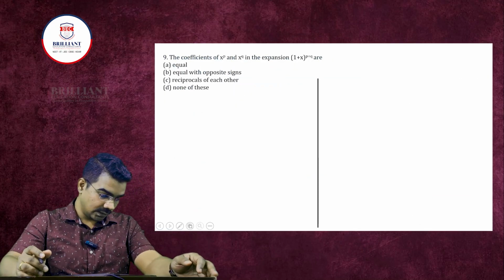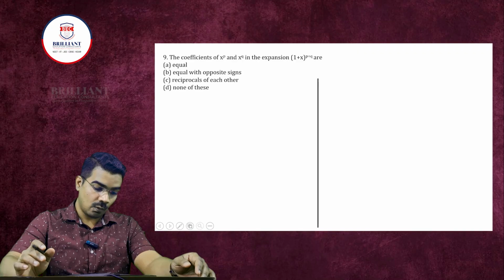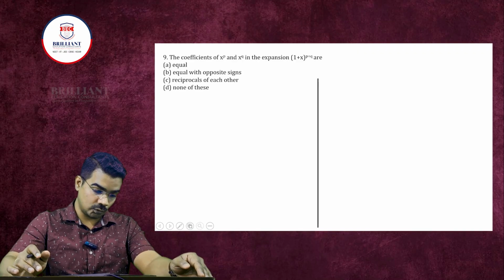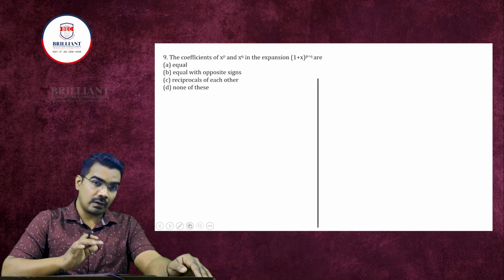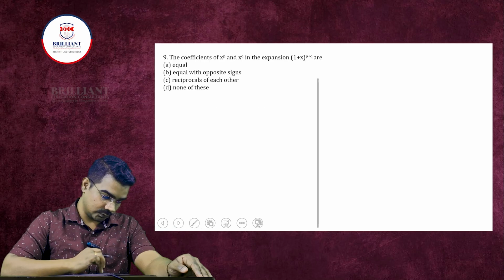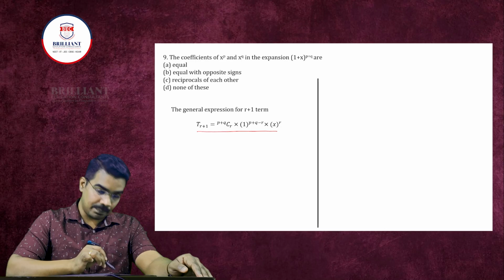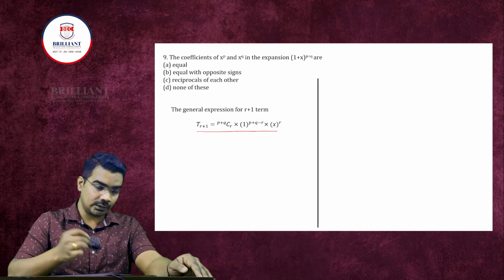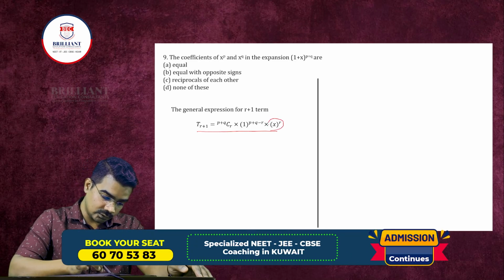So the next question: the coefficients of x to the power p and x to the power q in the expansion of (1 plus x) the whole raised to p plus q are. So we have to find out the coefficient of x to the power p and x to the power q. So the general term we write, T(r+1) is equal to (p plus q)Cr into 1 to the power (p plus q minus r) into x to the power r.